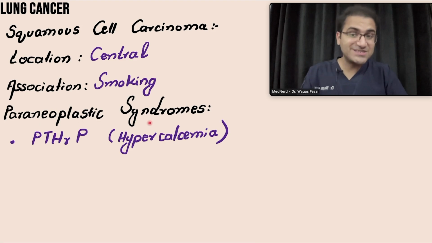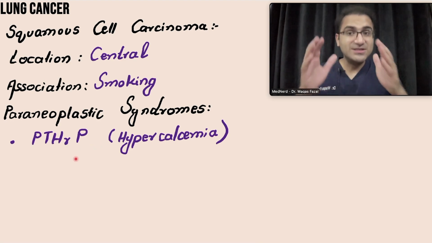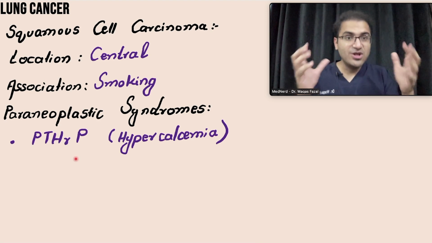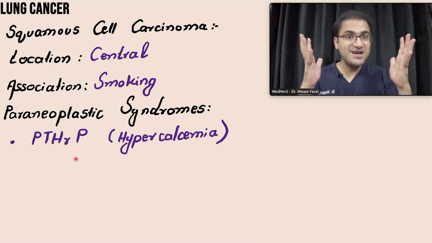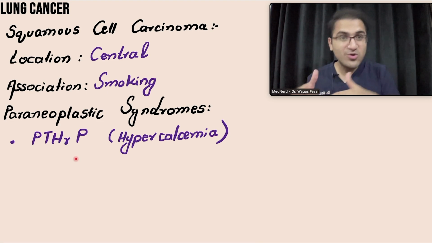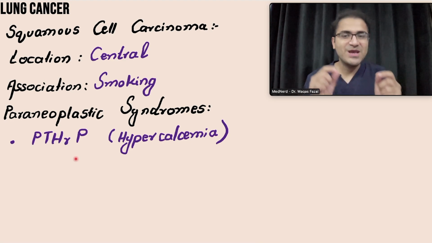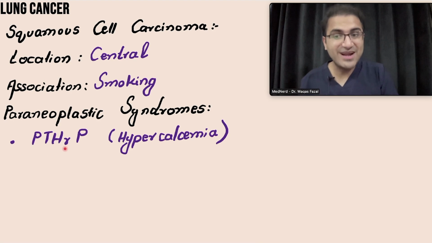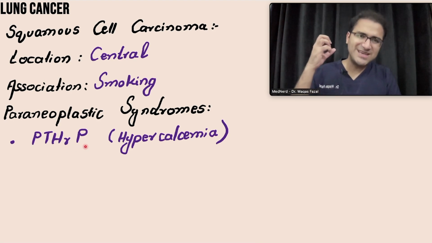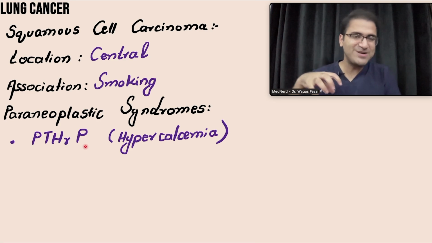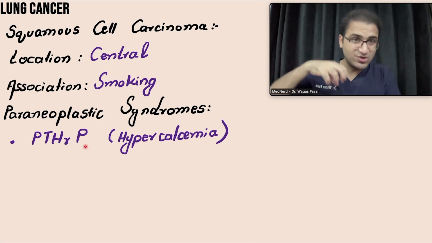The paraneoplastic syndrome associated with squamous cell lung cancer is parathyroid hormone related peptide secretion. This lung cancer, squamous cell, produces parathyroid hormone related peptide that causes hypercalcemia. How does parathyroid hormone cause hypercalcemia? I have explained that in detail in my video on hyperparathyroidism. So there is an ectopic production of parathyroid hormone related peptide that causes excessive absorption of calcium from the kidneys. It causes activation of vitamin D in the intestines, resulting in absorption of the calcium.